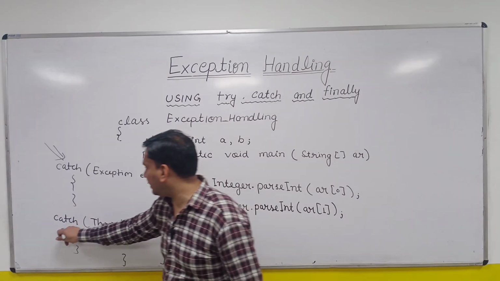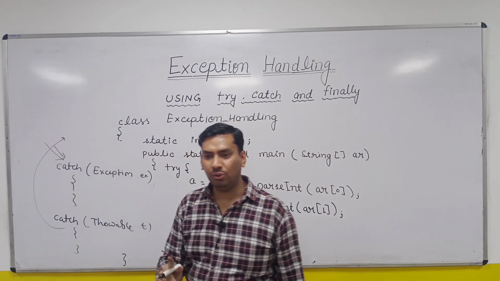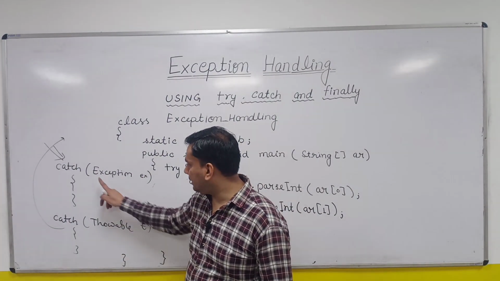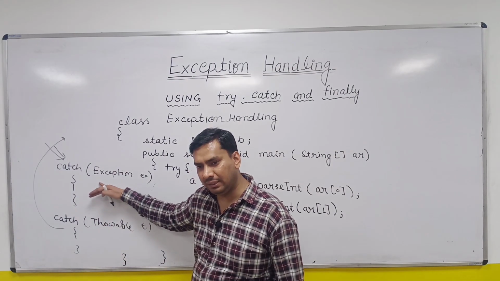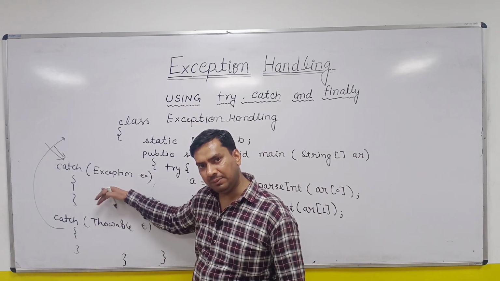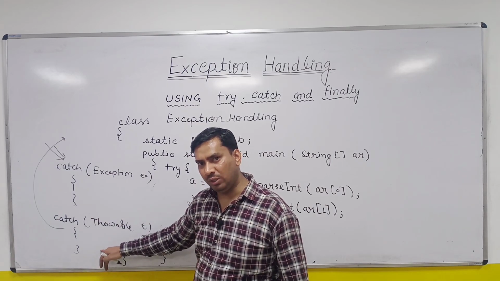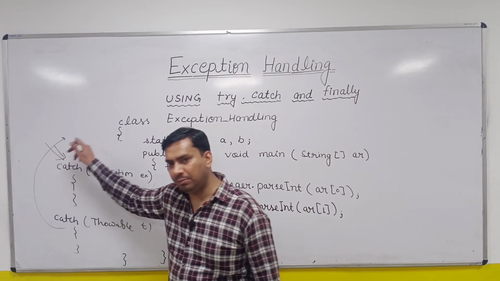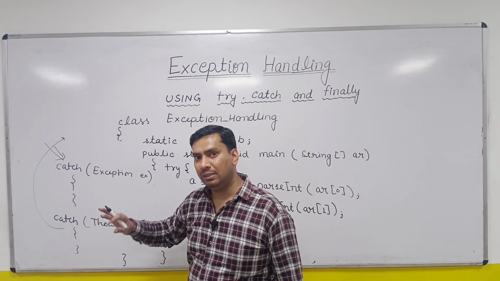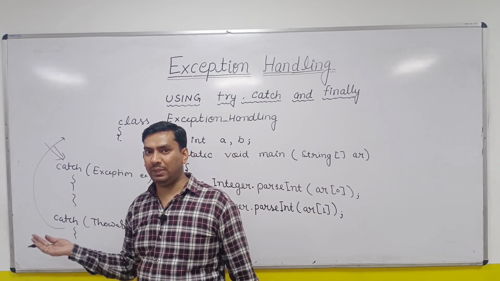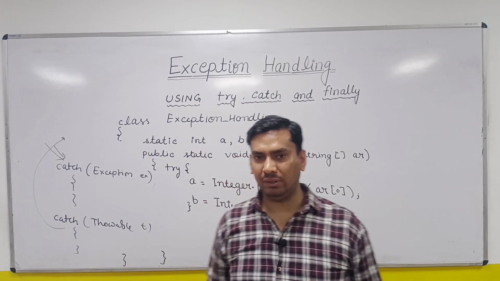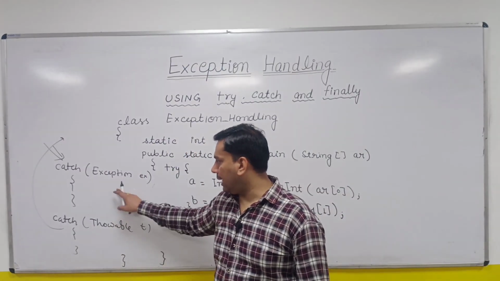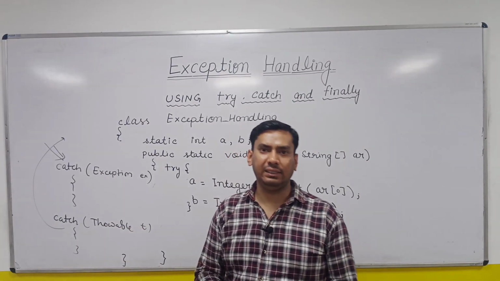So can you write this catch block above this? No, because I told you child type should be written before the parent type. So this is okay. Exception is the child of Throwable. The Exception should be written over the Throwable. But if you try to write Throwable before the Exception, this is an error, because Throwable is the parent of Exception, and it cannot be written before the child type of catch block. So these are the catch blocks which are called generalized catch blocks.